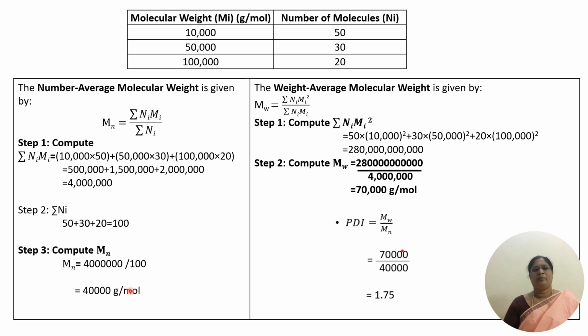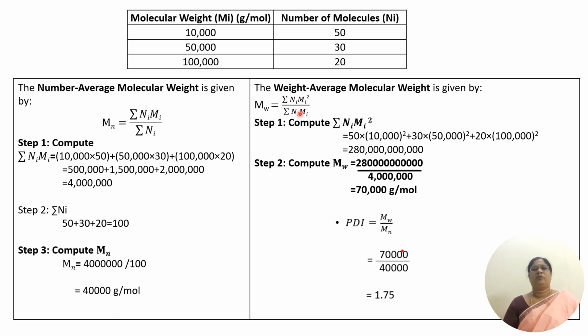In the current problem, the different molecular weights with different numbers of molecules are given. First, let us compute the number average molecular weight. Number average molecular weight is summation of NiMi divided by summation of Ni. First, let us compute the numerator and then go for the denominator. The numerator NiMi is 50 into 10,000 plus 30 into 50,000 plus 20 into 1 lakh, which will give you 40 lakhs. Then summation of Ni is 20 plus 30 plus 50, which is 100. Then compute Mn, which is 40 lakhs by 100, that is 40,000 gram per gram mole.